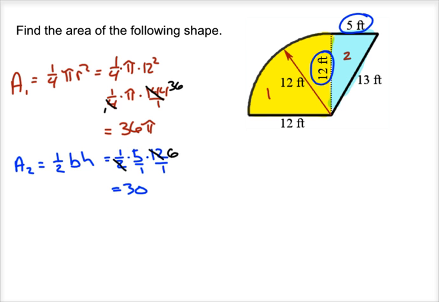Now my area of the whole shape is going to be these 2 areas put together. So let's take my 2 areas, 36 pi and 30, and add them together. If I add those shapes together, I just end up getting 36 pi plus 30. And the units on that would be feet squared.